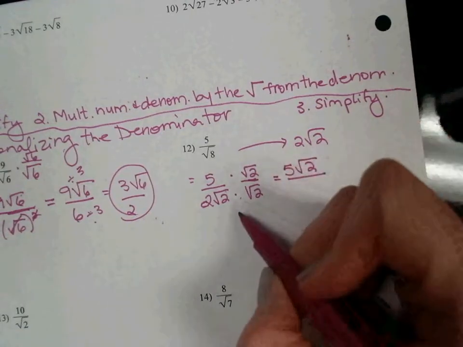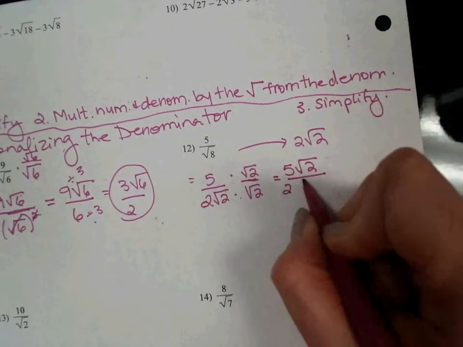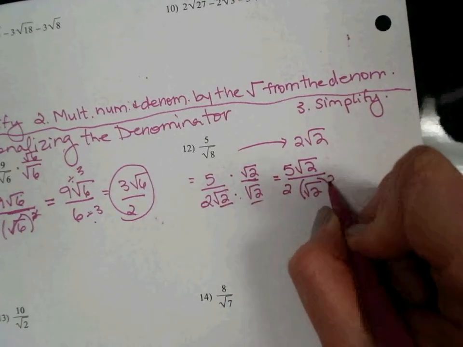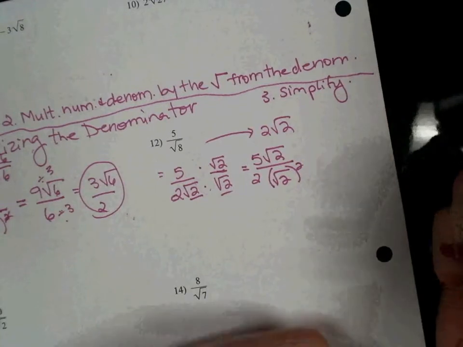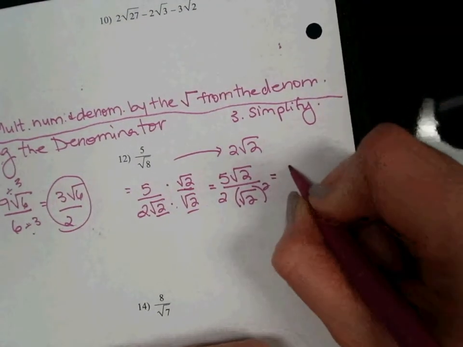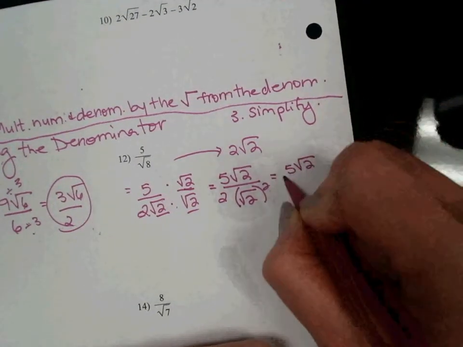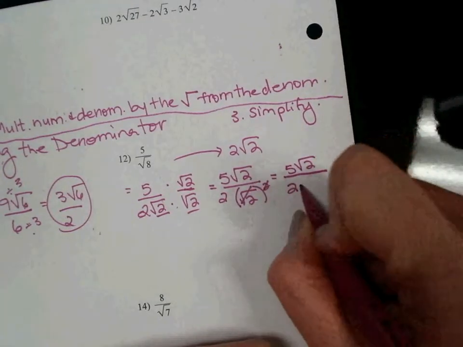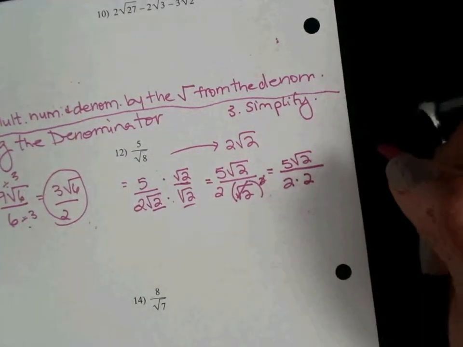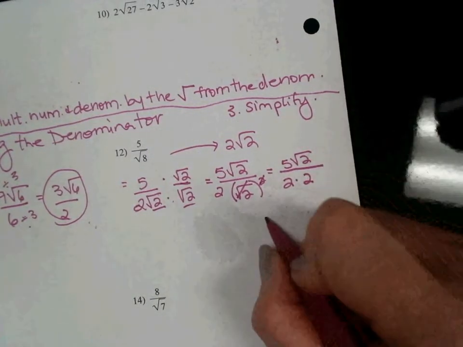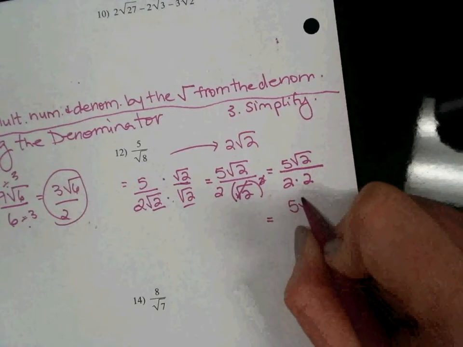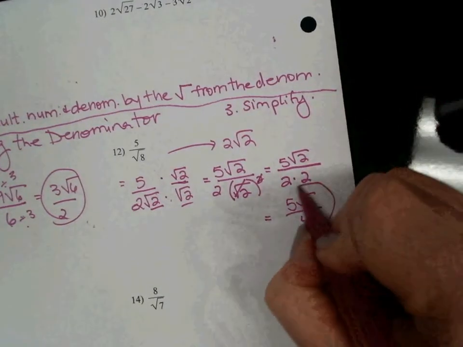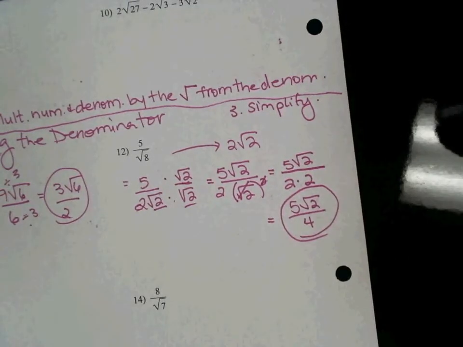So that'll be 5 radical 2 over 2 times radical 2 squared. Radical 2 squared, remember those cancel out, so I just have 2. Final answer, 5 radical 2 over 4.